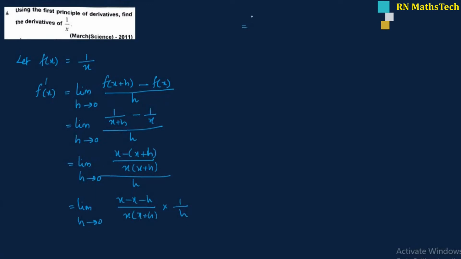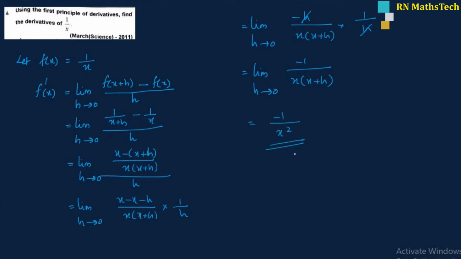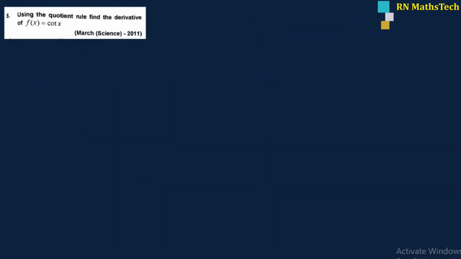Okay, that is equal to limit h tends to 0 of minus h divided by x into x plus h into 1 by h. H cancelled. So limit h tends to 0 of minus 1 divided by x into x plus h. So when h tends to 0, h is equal to 0, which gives minus 1 by x square.